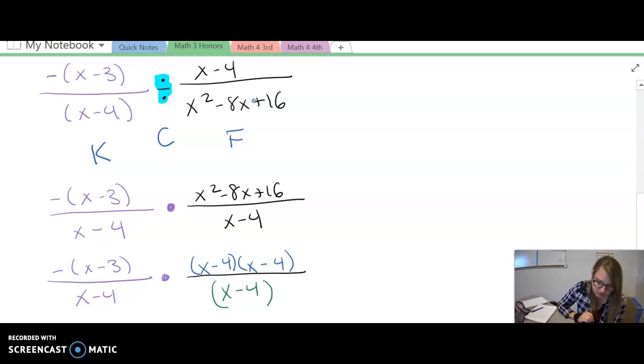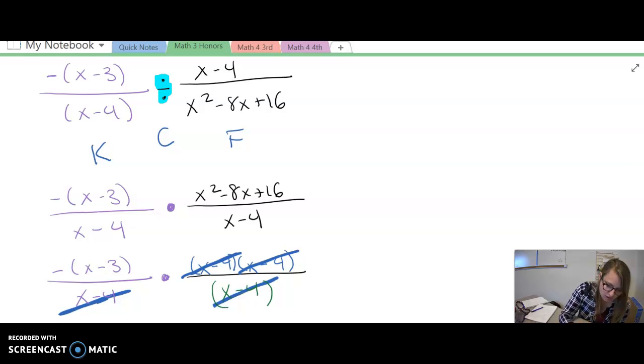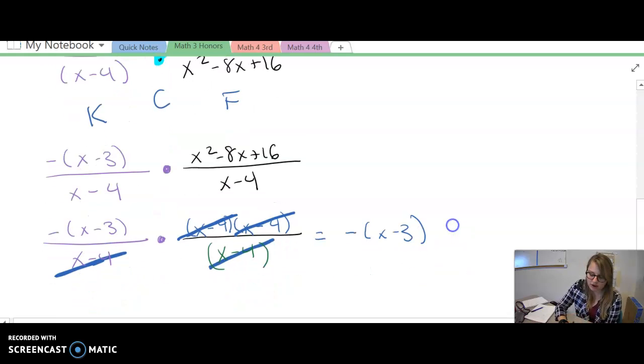Alright, so now that everything is factored, we can cancel out. So I'm going to start at the beginning, so negative, can't cancel anything else. X minus 3, nothing cancels. X minus 4, well that cancels with this x minus 4. And then these two x minus 4's cancel as well. Okay, so now everything that's left over is negative x minus 3. So I would accept this answer, or you can write negative x plus 3, whichever floats your boat.